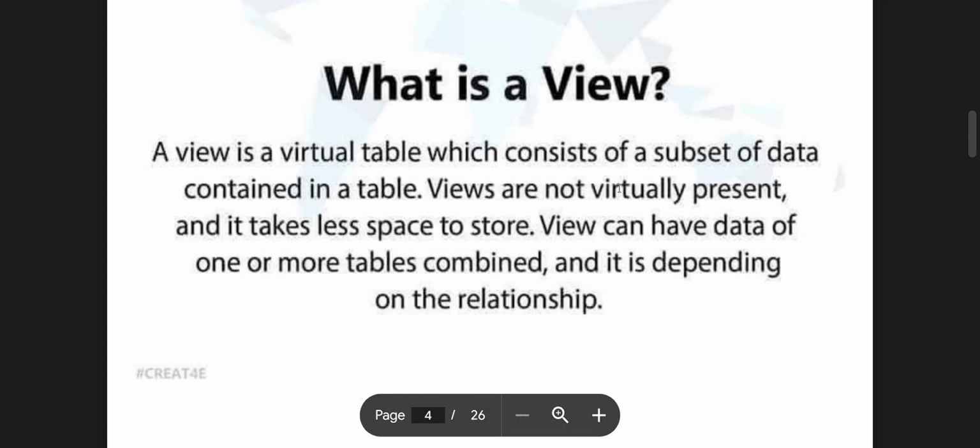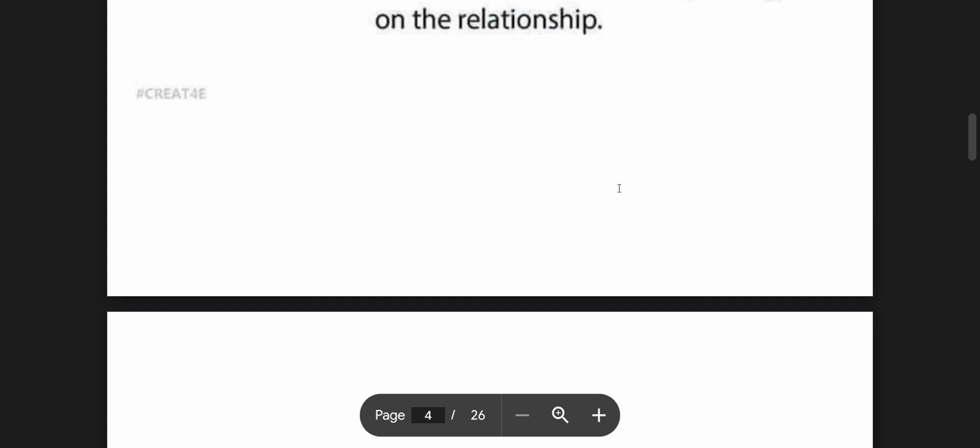What is view? A view is a virtual table which consists of a subset of the data contained in a table. Views are not virtually present, so they take less space to store. View can have data from one or more tables combined, depending on the relationship.